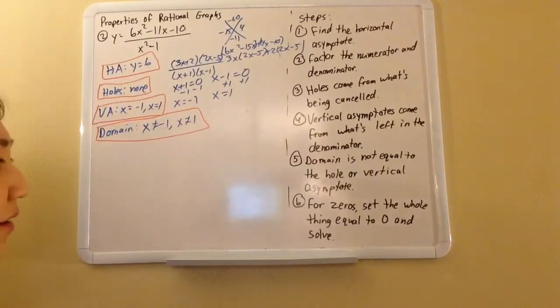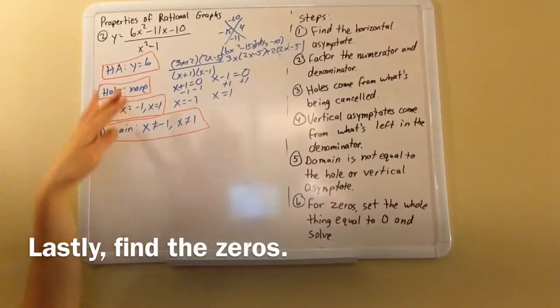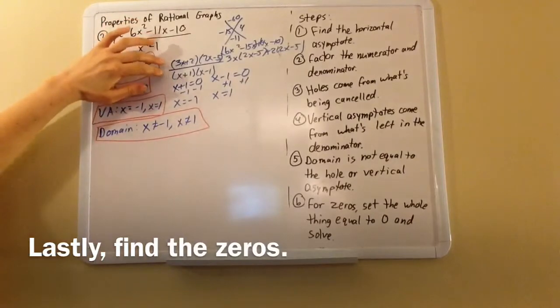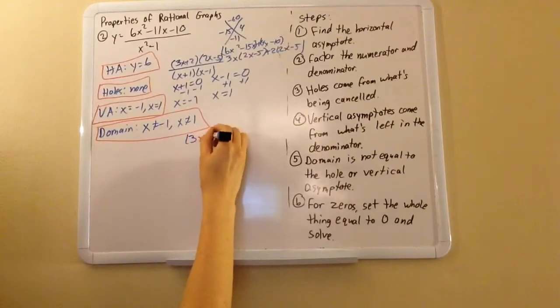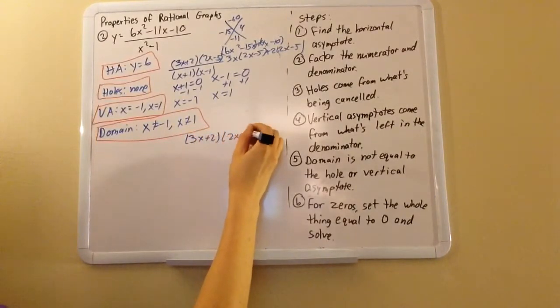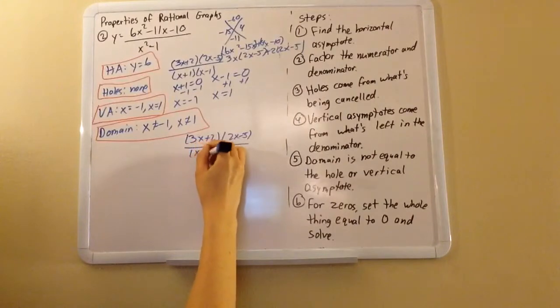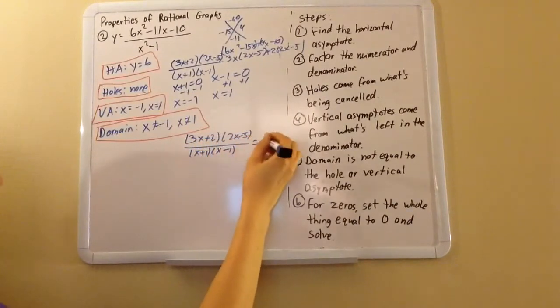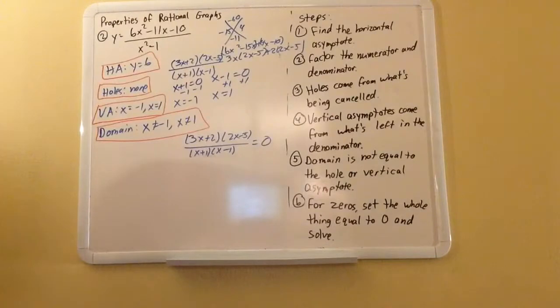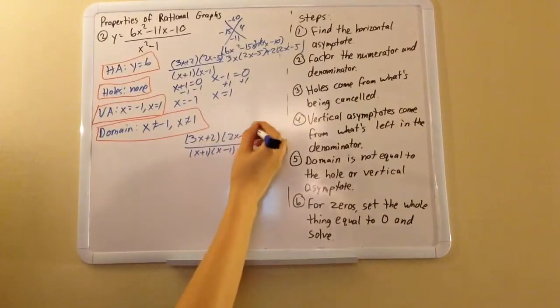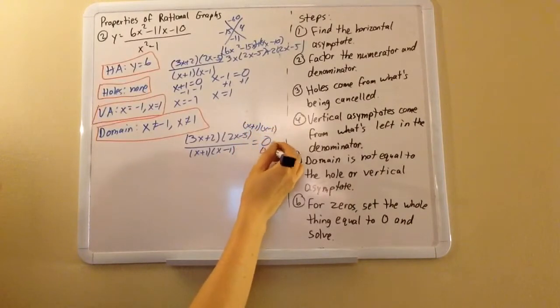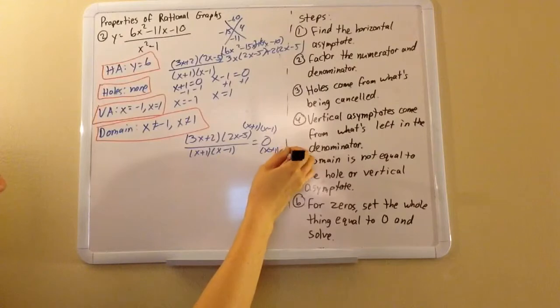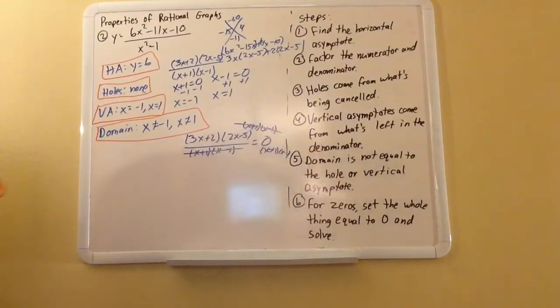Okay. Remember, for zeros, I set the whole thing equal to 0. I usually want to set the simplified one equal to 0, but you can't really simplify that. So we're setting that equal to 0: 3x plus 2 times 2x minus 5 over x plus 1 times x minus 1. Remember, I need to get rid of my denominator, so I'm going to multiply both sides by that denominator, and that's just going to get rid of it, which is kind of nice. So those will cancel each other out.